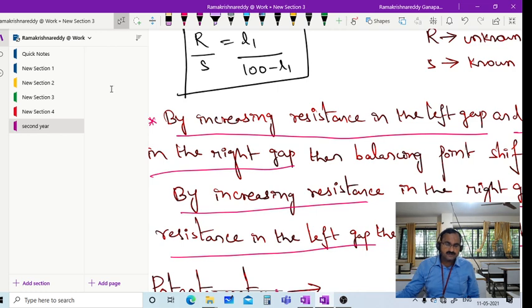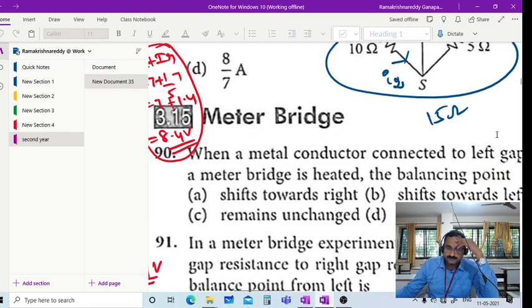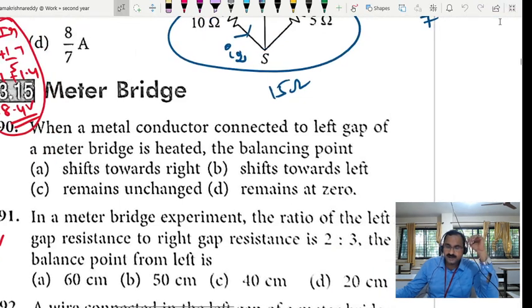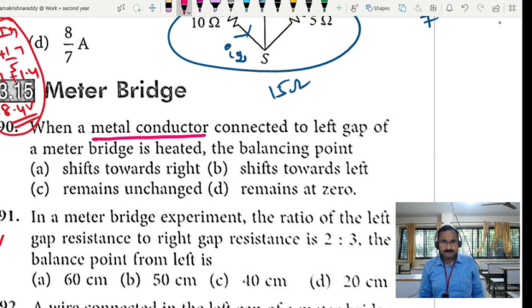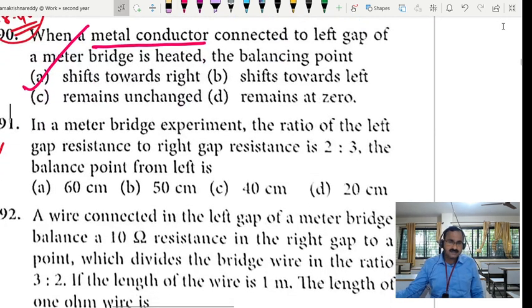Then coming to the questions, what is required for us in that? See the questions. Question number 90 onwards it will start. When a metal conductor connected to the left gap of a meter bridge is heated, remember, the metal conductor is connected in the left gap. As temperature increases, what happens to the resistance of the conductor? It increases only. By increasing the resistance in the left gap, the balancing point shifts towards the right only. In the theory I gave the same thing.